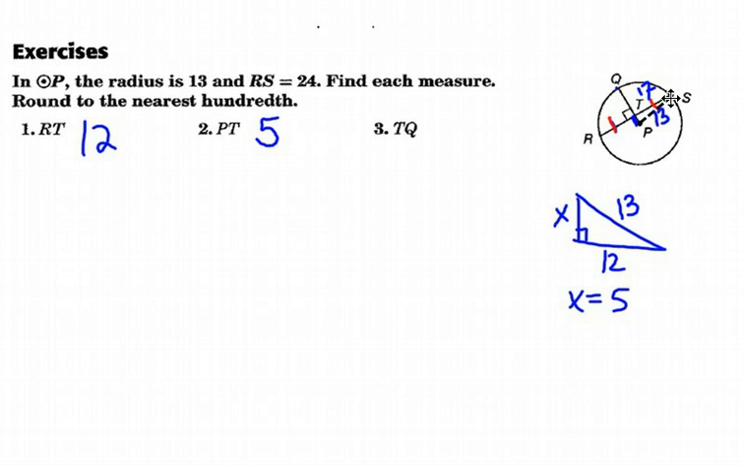Well, they told me in the directions that the radius, which is this whole thing right here, has to be 13. And I found TP is 5. So if I take 5 away from 13, I'm going to get 8 for the rest of it, which is QT, which they're asking me for in number 3.